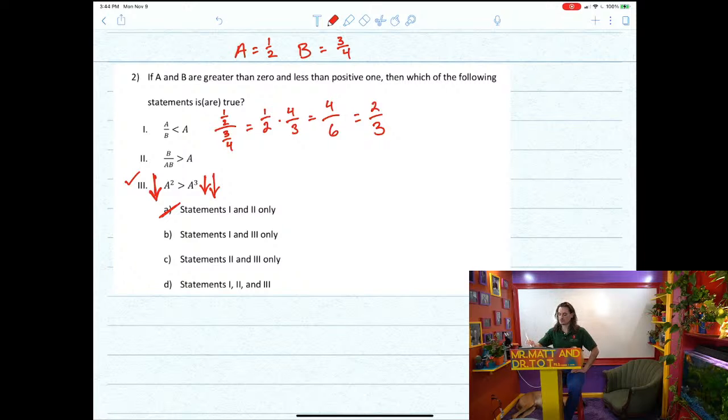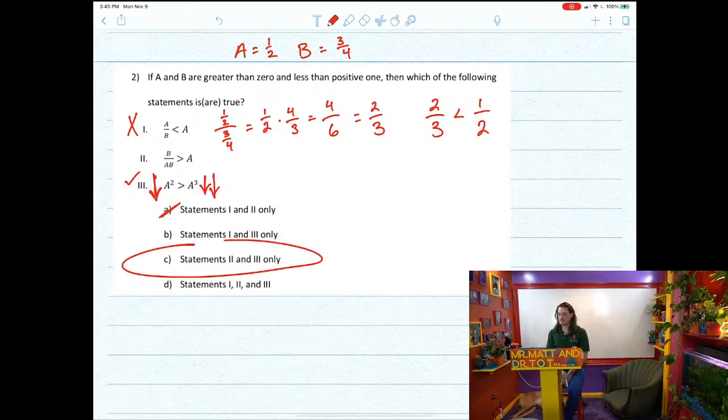So is 2/3 less than a, which is 1/2? 2/3 is not less than 1/2. 2/3 is greater than 1/2. So statement 1 is false. And notice that this answer has to be answer selection C now, because there is no answer selection that has only one statement.